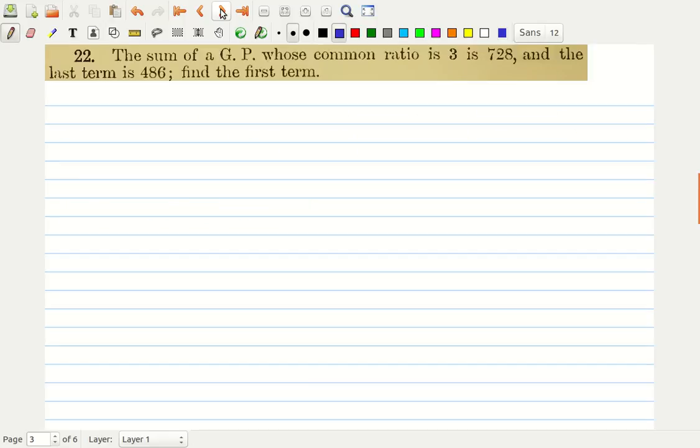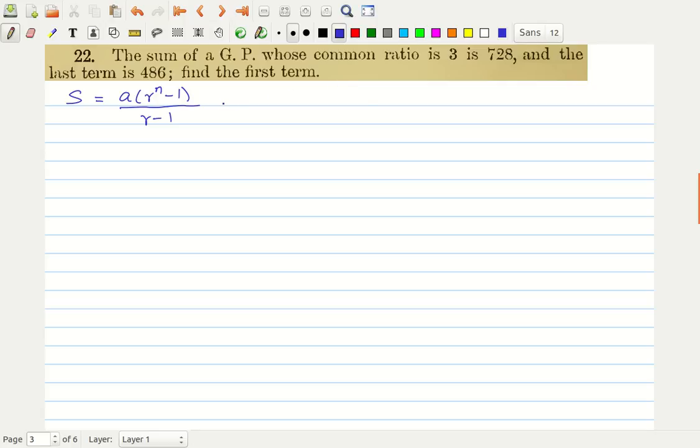The sum of a GP whose common ratio is 3 is 728, and the last term is 486. Find the first term. Okay, so let us first write the formula for the sum of the GP. Sum of the GP is a times r to the power n minus 1 divided by r minus 1.